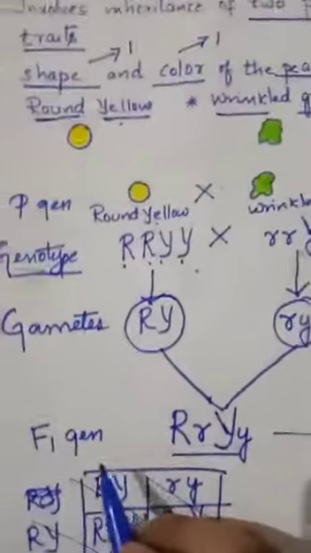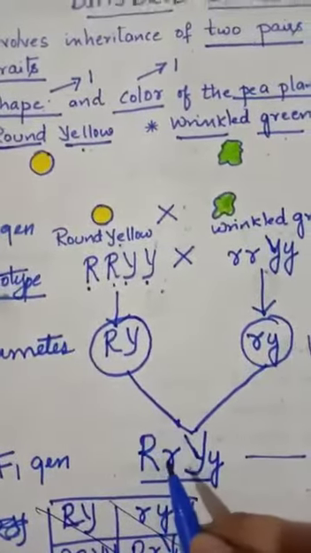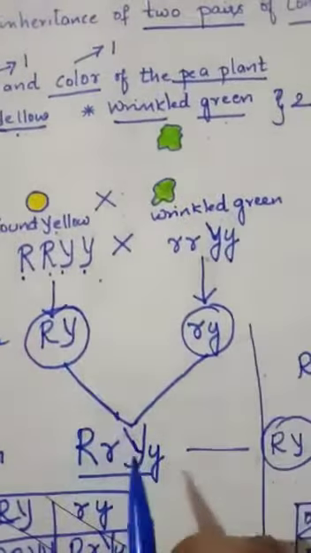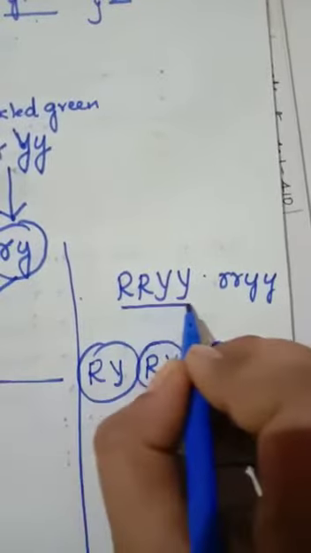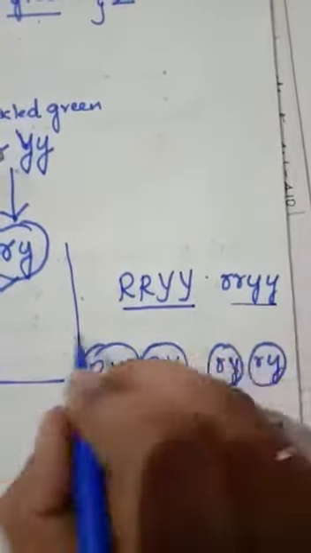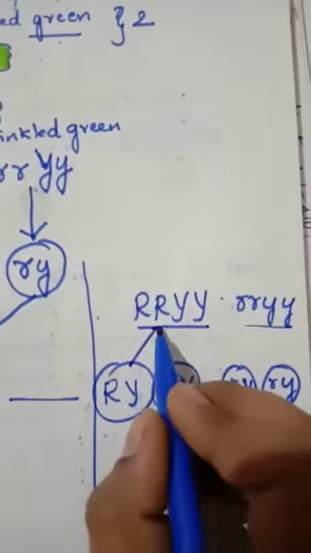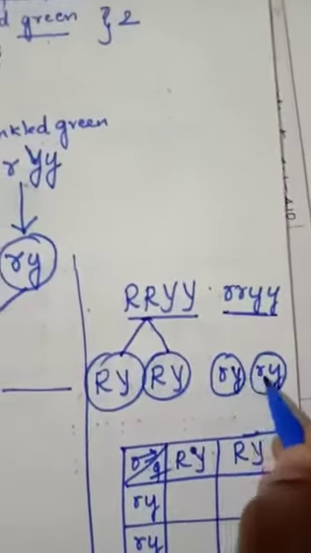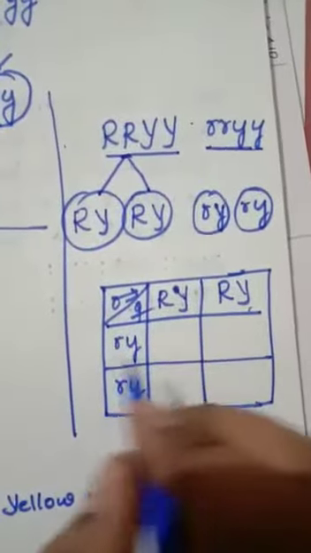So in the F1 generation, what did Mendel observe? The plant gave round yellow seeds, so which is dominant, which is expressing here. Okay, and further when it is fused, we saw the genotypes of round yellow and wrinkled green. So here we are getting the gametes: RY from this genotype, and from this genotype we are getting small r and small y. Now we are going to understand by writing a Punnett square or a checkerboard.